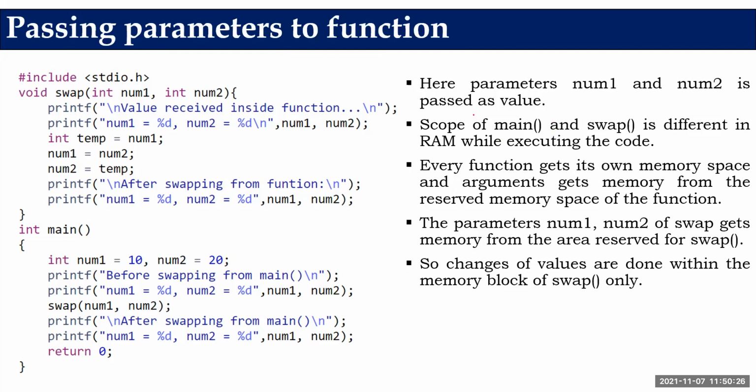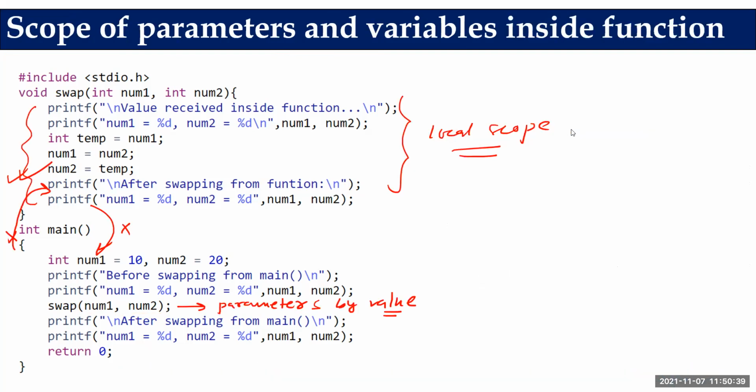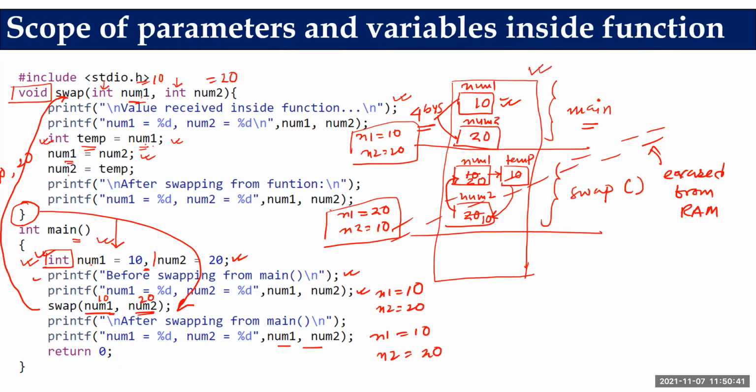Okay, so see the points I have highlighted here. Here the parameters num1, num2 are passed as value. The scope of main and swap is different in RAM. I have drawn that picture earlier. You can see, yes, the scopes of the main and swap functions are different in RAM while executing the code.